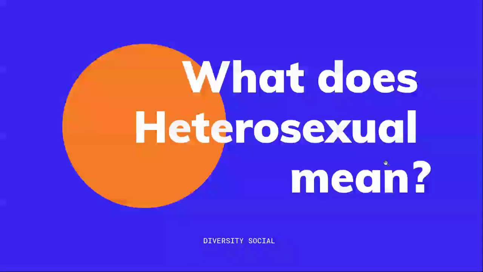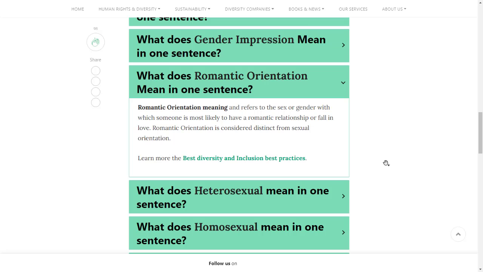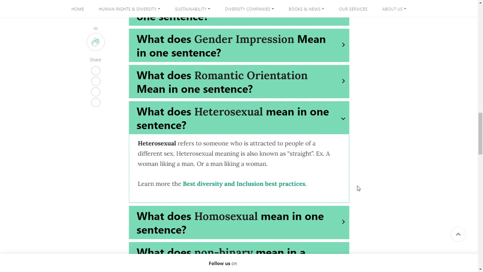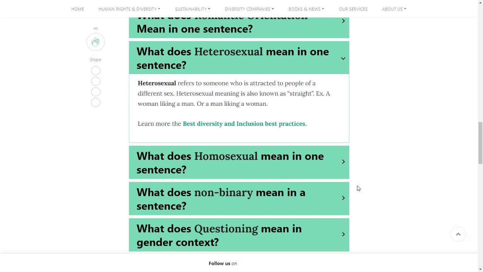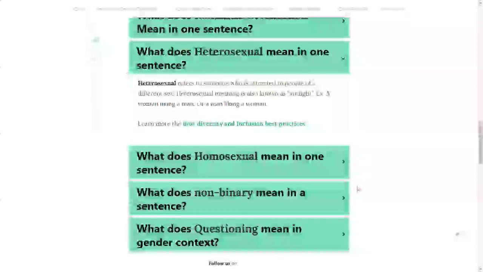What does heterosexual mean? Heterosexual refers to someone who is attracted to people of a different sex. Heterosexual is also known as straight. Example, a woman liking a man or a man liking a woman.